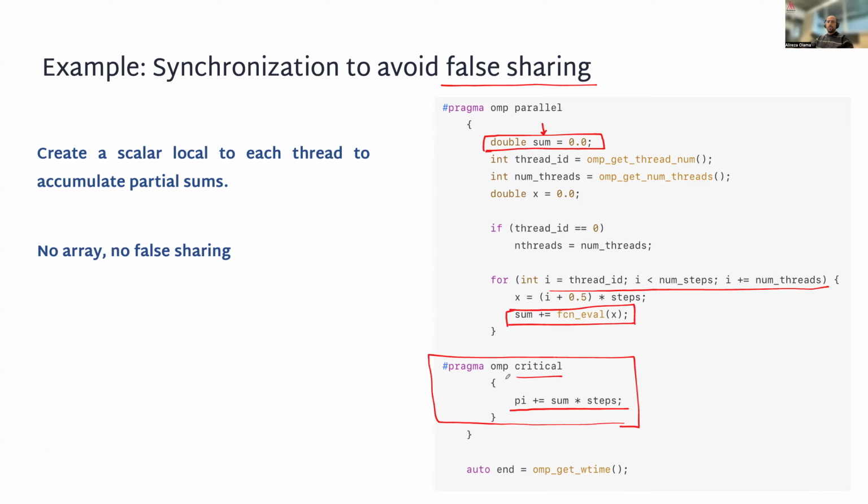So now I have a question for you. It's a little bit tricky, but am I getting a race condition here or not? Should I use this critical to protect this sum variable, or that's fine? What do you think?